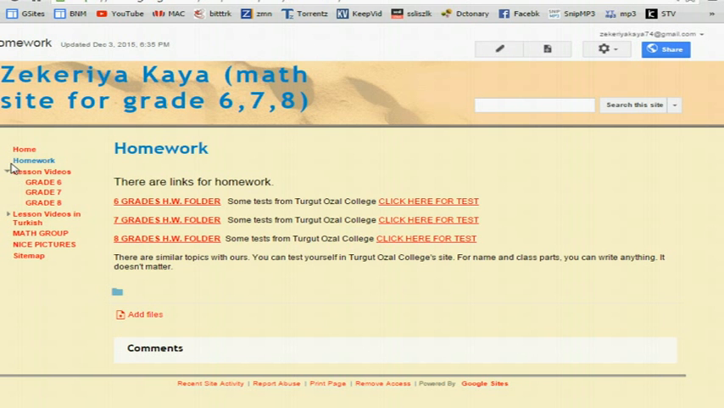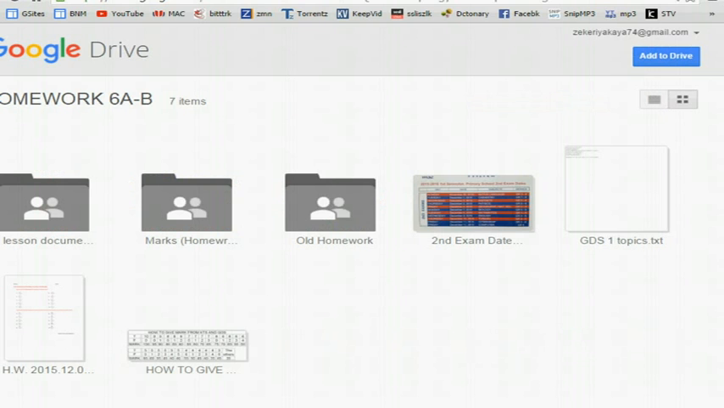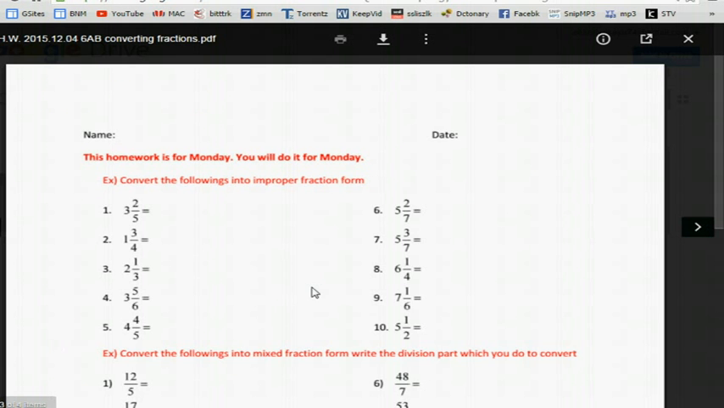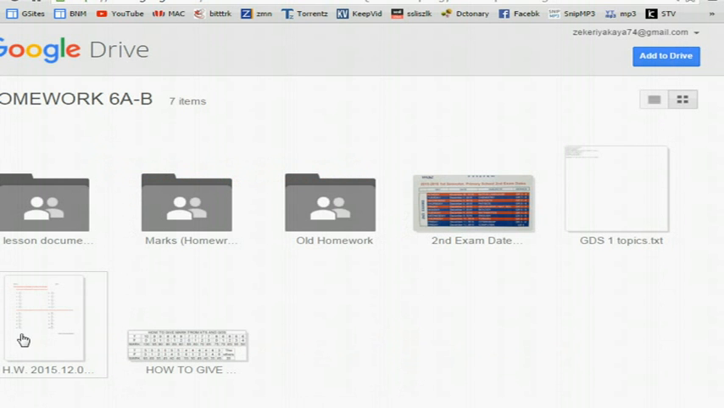From the home page, you must choose the homework part. When you click homework, you will see 6, 7, 8. You must click the 6th grade's homework folder. In that folder right now there is only one homework, which is for Monday. You must do this homework. These are very simple questions, so I moved all the other ones into the old homework folder.